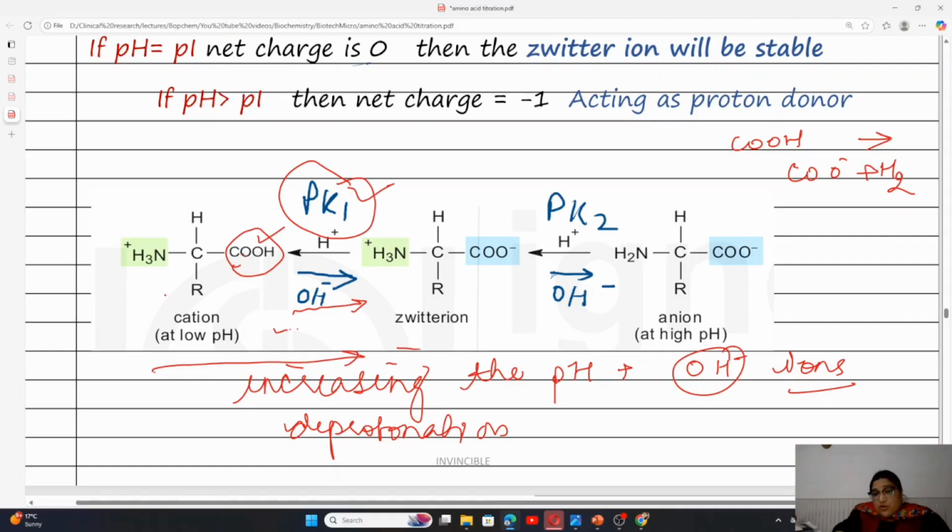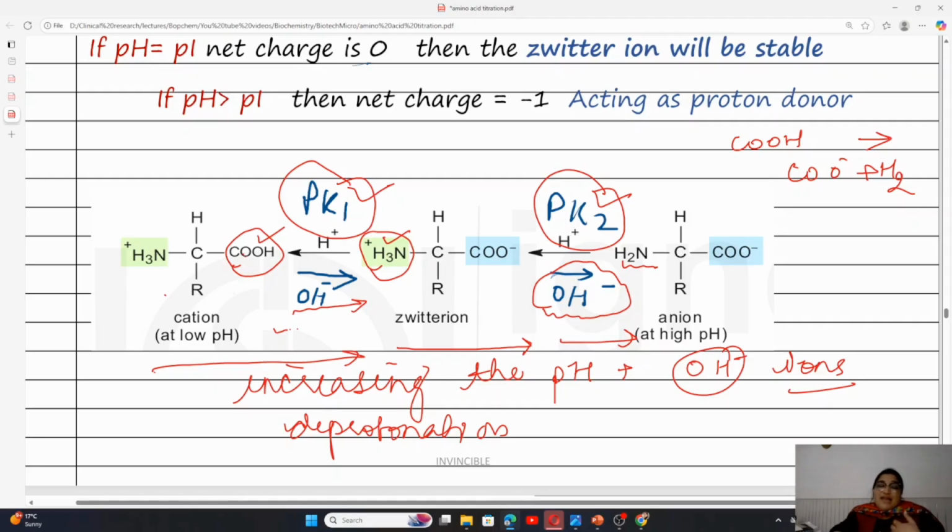Now, when more and more pH is being increased, that means the OH concentration is increasing. Then, secondly, the deprotonation of the amino group will happen. When the deprotonation of the amino group happens, the proton will be removed from the amino group, and the dissociation constant pK2 is for the amino group.